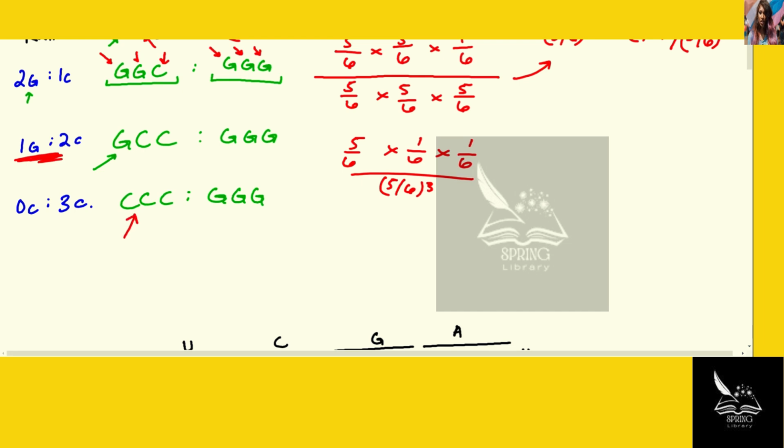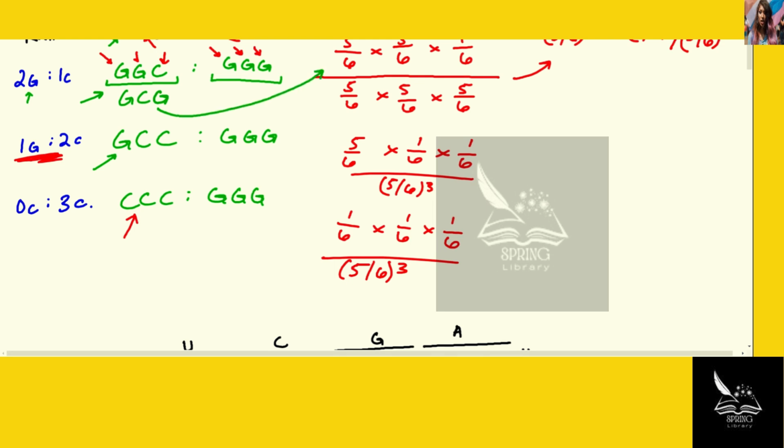And for the last problem, the chance of getting all these cytosines is 1 over 6 times 1 over 6 times 1 over 6 divided by 5 over 6 cubed. You can just plug that into a calculator to see your chance for getting each of these. And of course, the other possible codons, such as GCG, will have this same ratio, because instead of this 5 over 6 here, you'd have the 1 over 6, and instead of the 1 over 6, you would have the 5 over 6. And you should still get the same probability, or the same chance of this occurring.